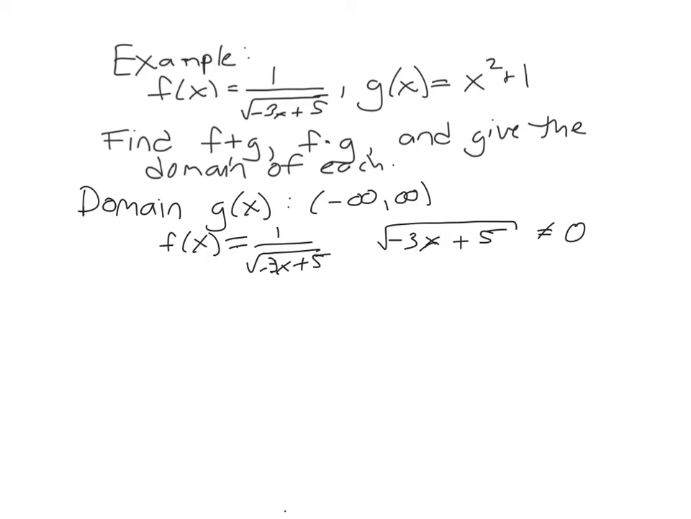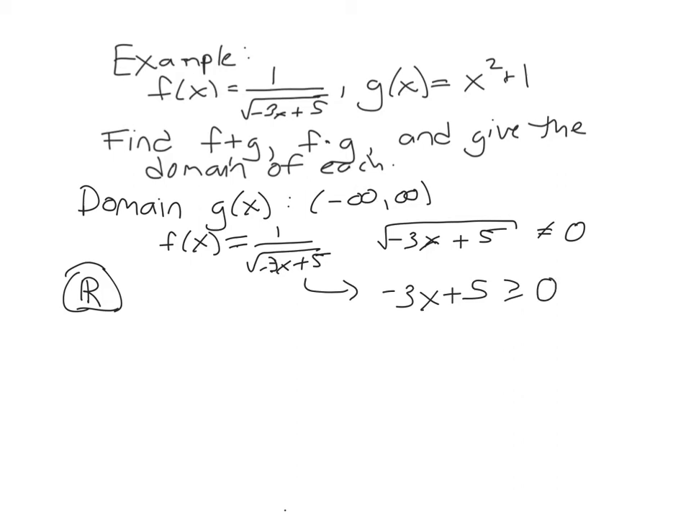and we can't do that. The other thing is we know that in this class we're dealing with real numbers. So since we're dealing with real numbers, when we're looking at a square root, negative 3x plus 5 has to be greater than or equal to 0 so that, when we take the square root, it is actually a real number.